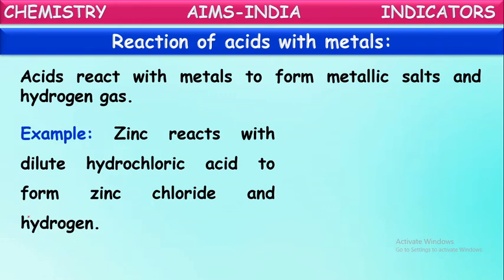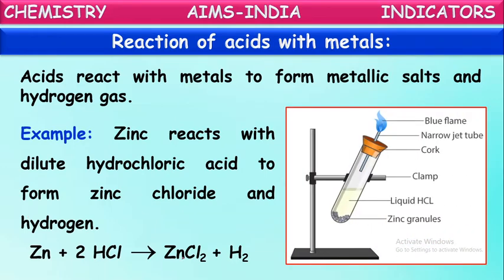For example, zinc reacts with dilute hydrochloric acid to form zinc chloride and hydrogen gas. Here the equation is also shown. When hydrochloric acid reacts with zinc metal, the zinc replaces the hydrogen from the acid molecules, so that zinc chloride salt is formed and hydrogen gas is evolved. See here how it is done.